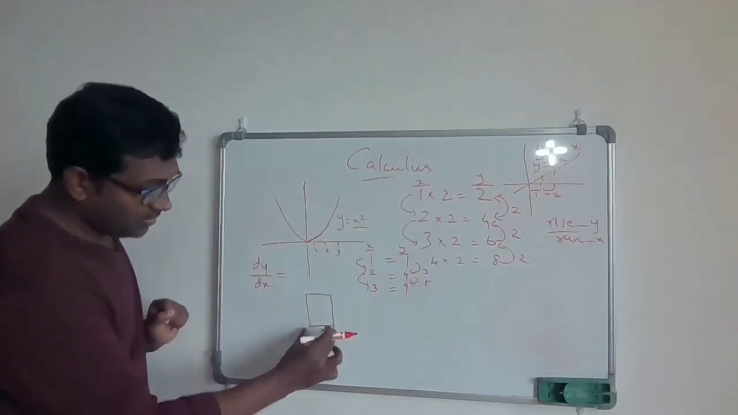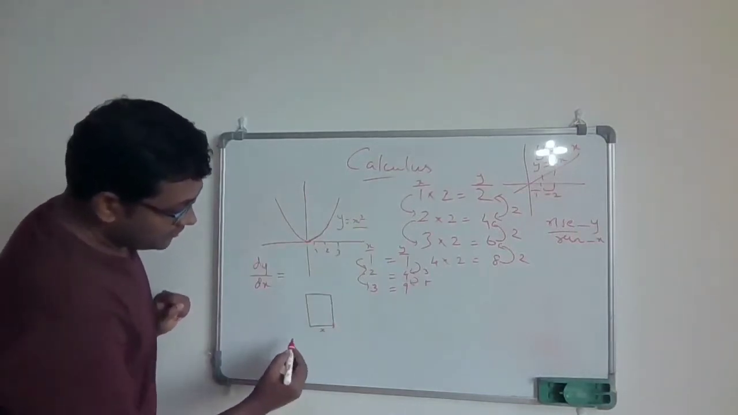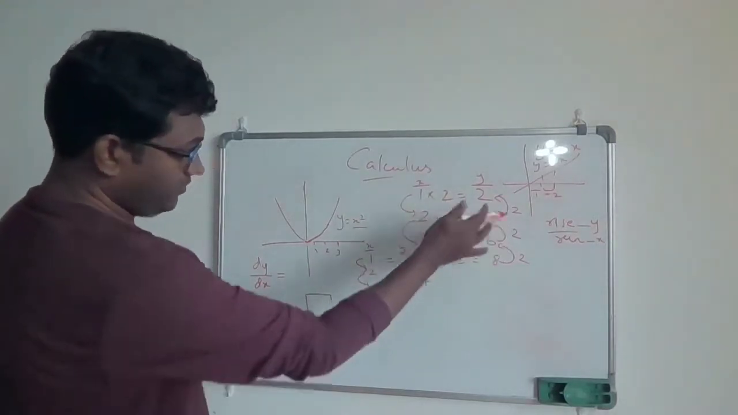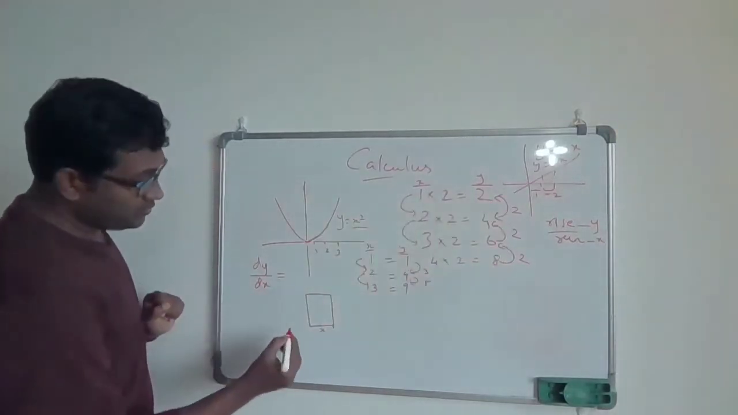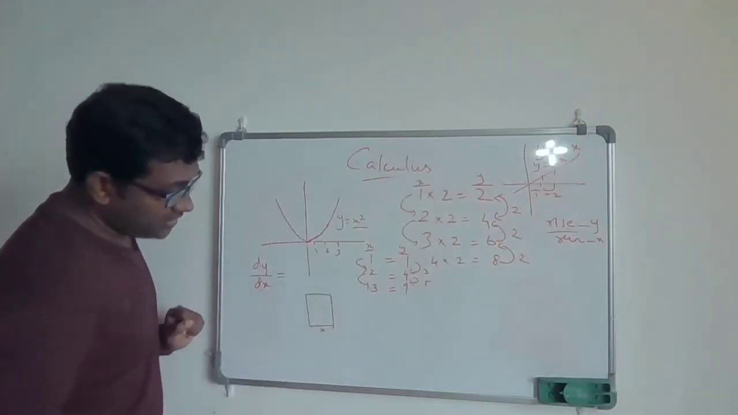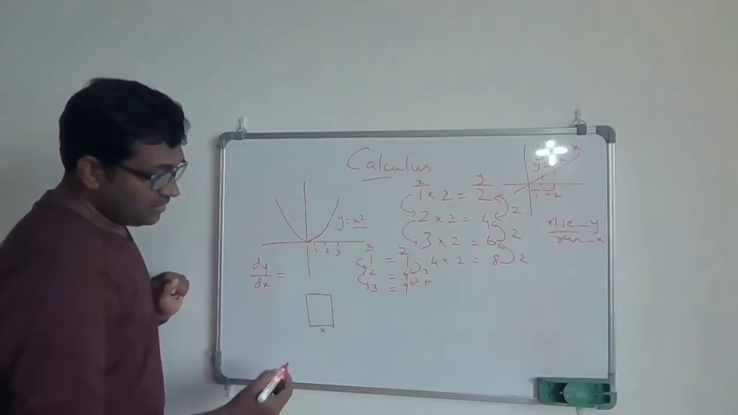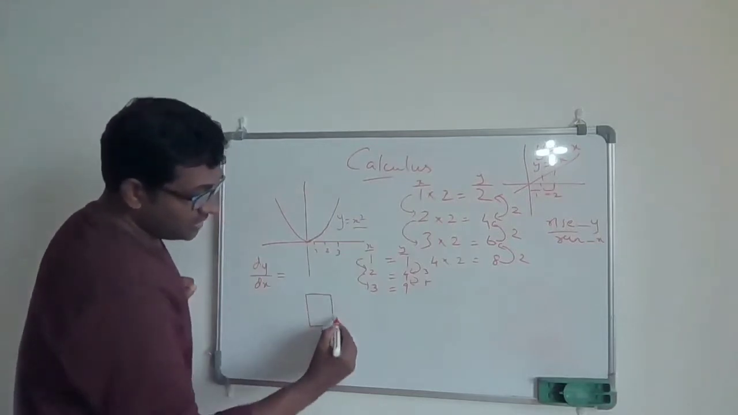Its area. Now, what we're trying to find out is, for a small change in x, what is the change in y? Similarly, for a small change in x, what is the small change in y? Y we can call it area, because y is equal to x squared. So for a small change in x, what is the corresponding change in area?